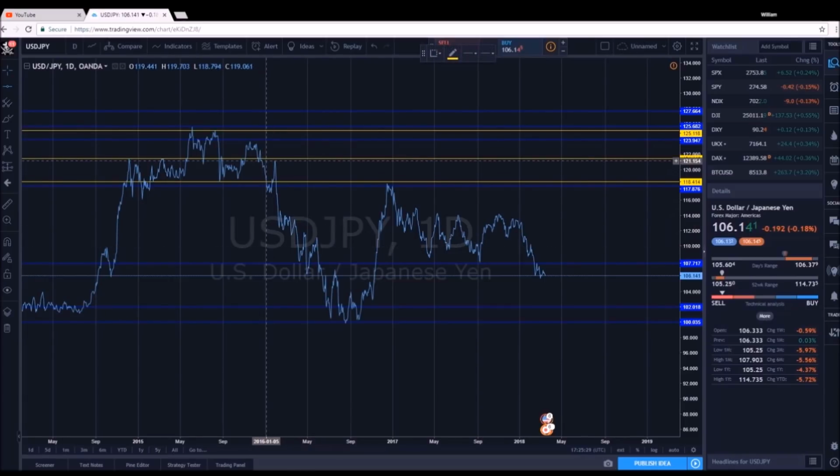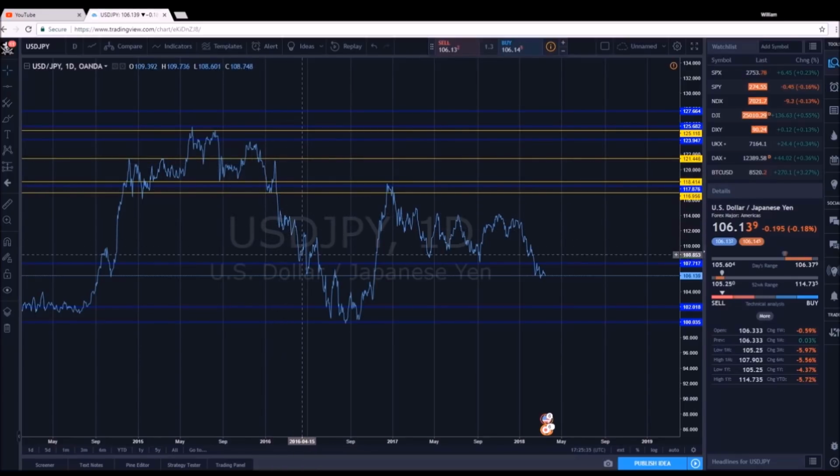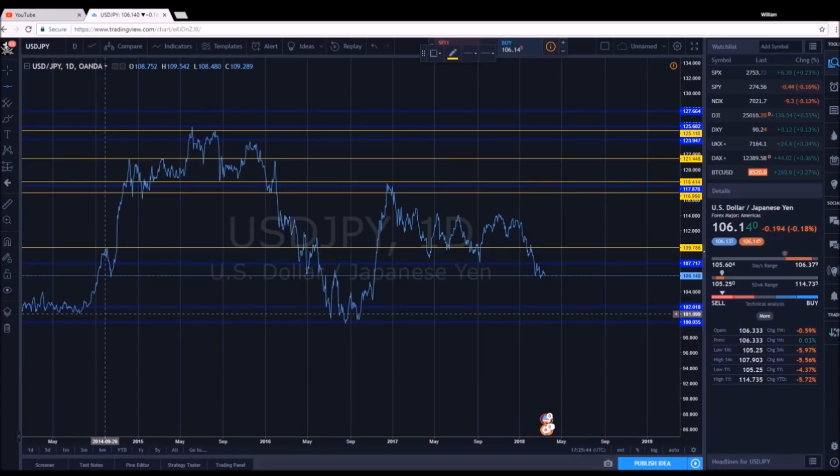Okay. We've got these little minor pivot points. Anywhere you see price make a decent size move, these become points of interest on the chart for later on.